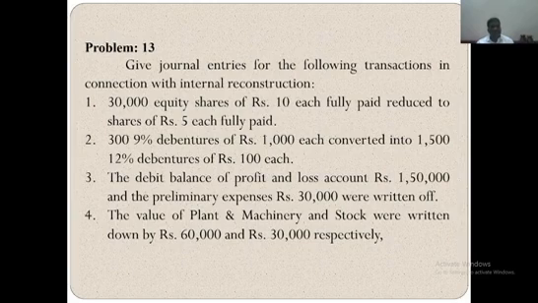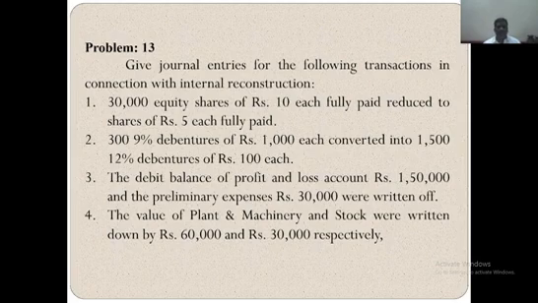300 9% debentures of rupees 1,000 each, 300 into 1,000, debited 3 lakh rupees. It is converted into 1,500 shares at the rate of rupees 100 each. 300 debentures, but here converted into 1,500 at the rate of rupees 100 each, 1,500 into 100. So 9% debenture account debited, to 12% debenture account, to capital reduction account.